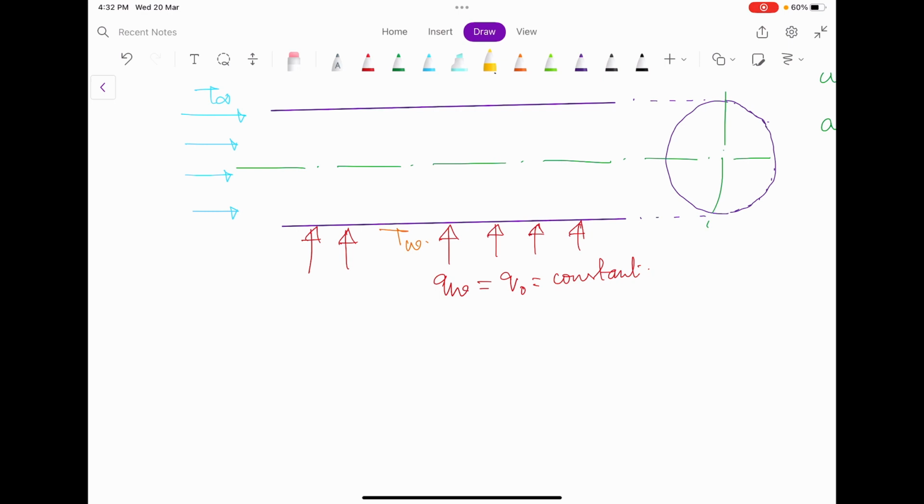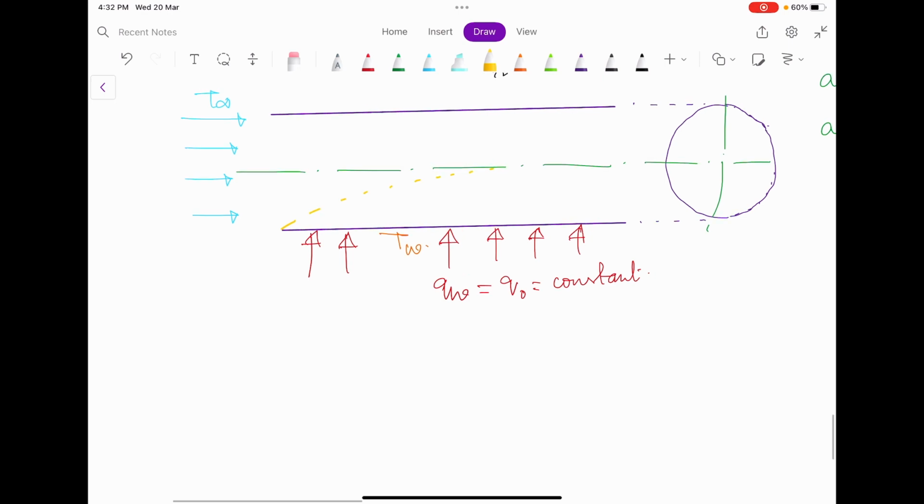So there will be some development of the temperature boundary layer, and also there will be some development of the hydrodynamic boundary layer. Now we have two options. The hydrodynamic boundary layer can develop like this, or it can develop like this.